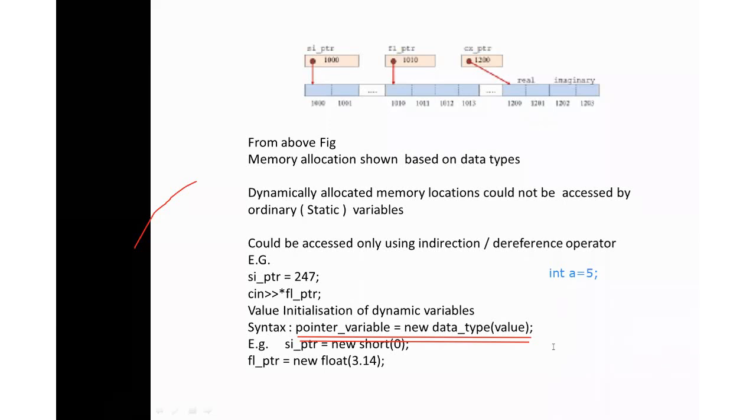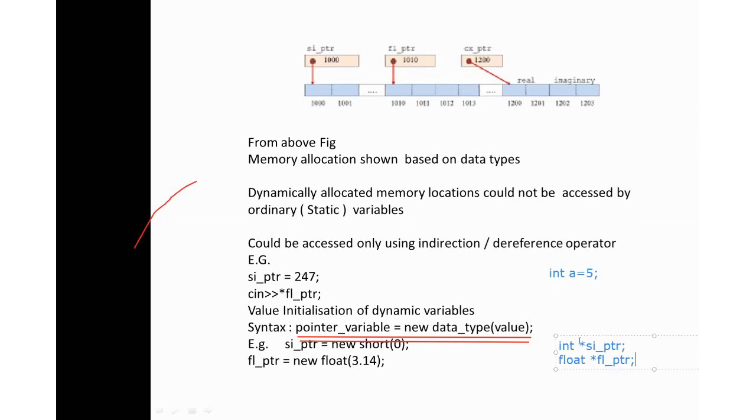So make sure that short star si underscore ptr has to be declared. The variable has to be declared as a pointer variable. And for the next one, float star fl underscore ptr, the variable has to be declared as a pointer variable. So first these two statements should come, and then only you can initialize the value.